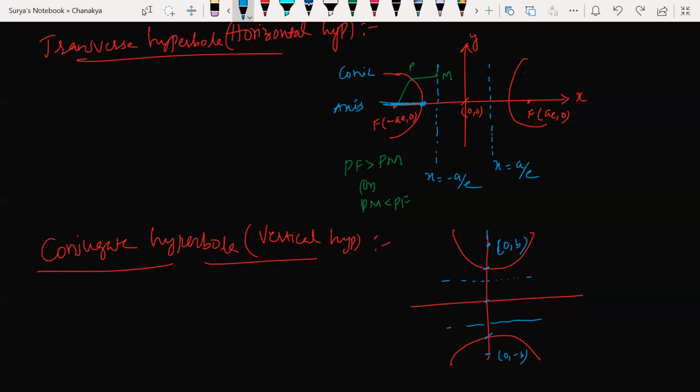Length of the transverse hyperbola, length of the conjugate hyperbola, which is nothing but what? Length of transverse hyperbola is like length of major axis. Length of conjugate hyperbola is like length of minor axis. Whatever we used to call minor axis in ellipse, here we call it as conjugate hyperbola. Getting my point?